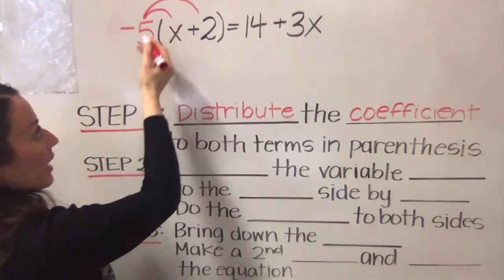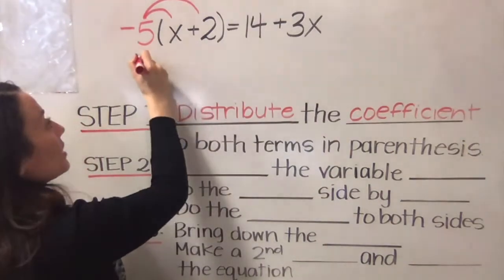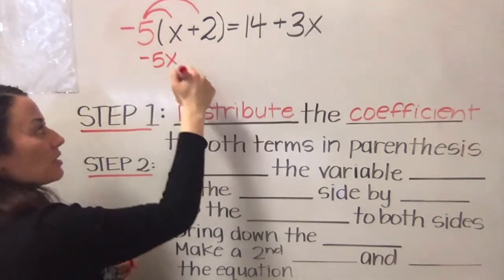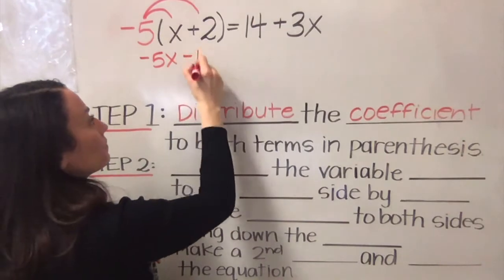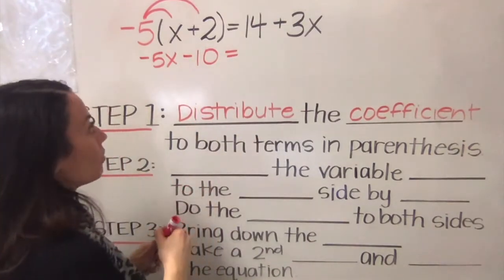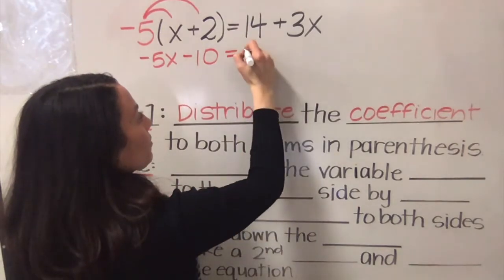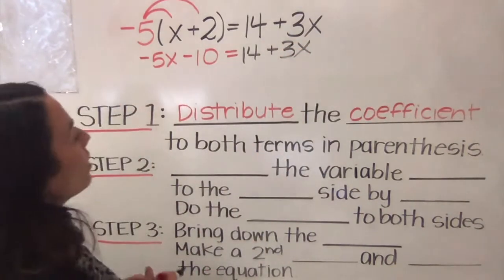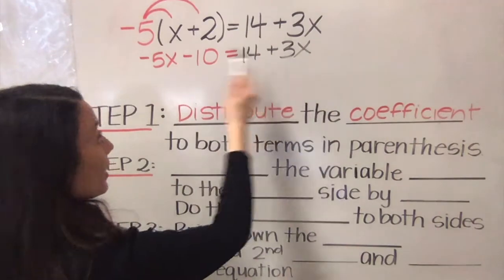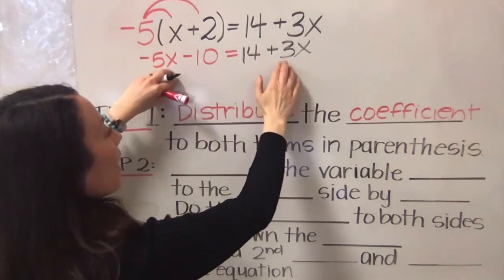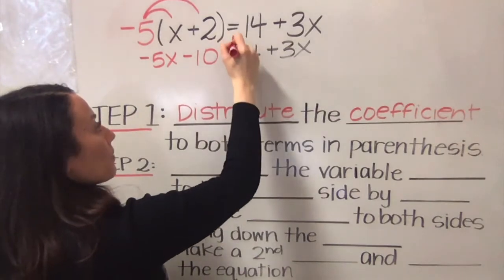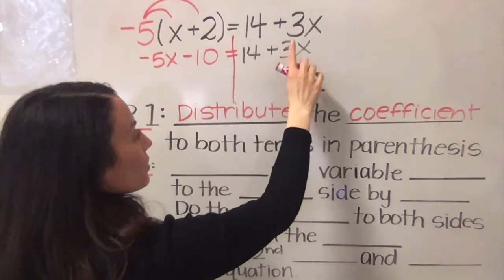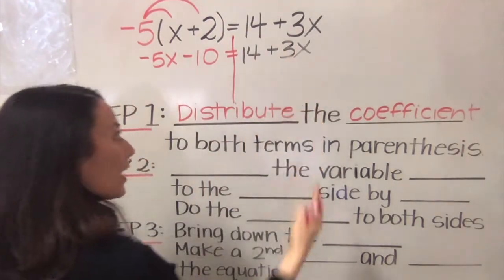So what's -5 times x? Just put them together. It's -5x. Good. And again, what's -5 times a positive 2? It's -10. Good. And then we would want to also bring down the other side of the terms in the equation. So it's 14 plus 3x. Good. So now I see a 3x on the right and I see -5x on the left. We cannot have them on opposite sides. We know they're on opposite sides because if I make a t, I can see these are on different sides of the equation. So I have to look at what's on my right and I want to move that.